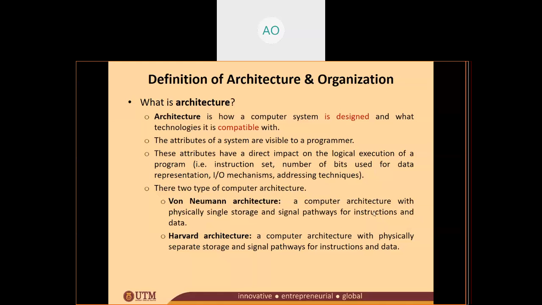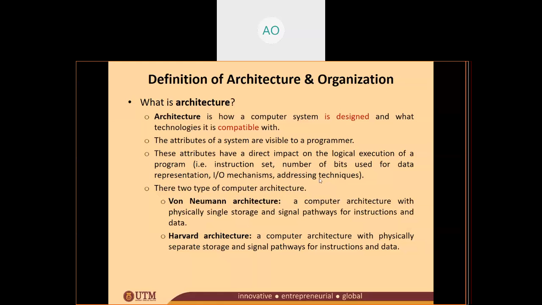Another attribute is the number of bits used for data representation. Is it using 8-bit data? Is it using 16-bit data? This is the number system that is going to be used: is it decimal, binary, or hexadecimal? And then you look at the I/O mechanism and the addressing techniques. There are a few addressing techniques available in order to do the data movement. This addressing technique you will learn later in the next module.